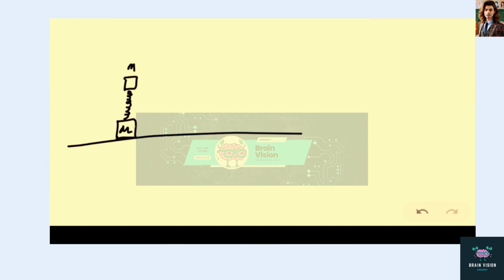We have a block of mass M, big M, lying on the table itself, and on top of it is a spring that's attached to another mass, small m. What we want to find is the mass of M such that when the small m is compressed by a force of 3 mg, the spring is able to lift the big M just off the table.